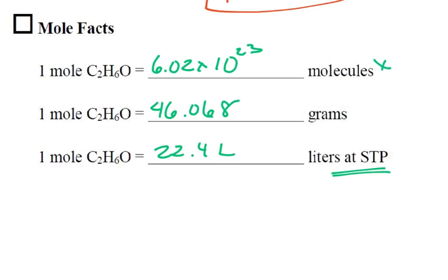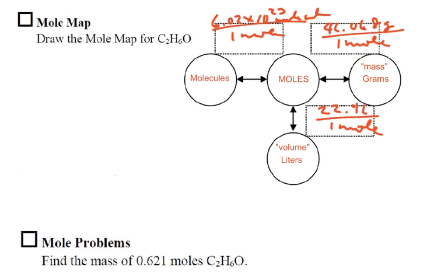Now again, this number is always, always, always good. We can use that for anything. This one is only good for C2H6O, but we can calculate this number for any substance we want to. 22.4, that only works for gases at STP. So let's look at our mole map.